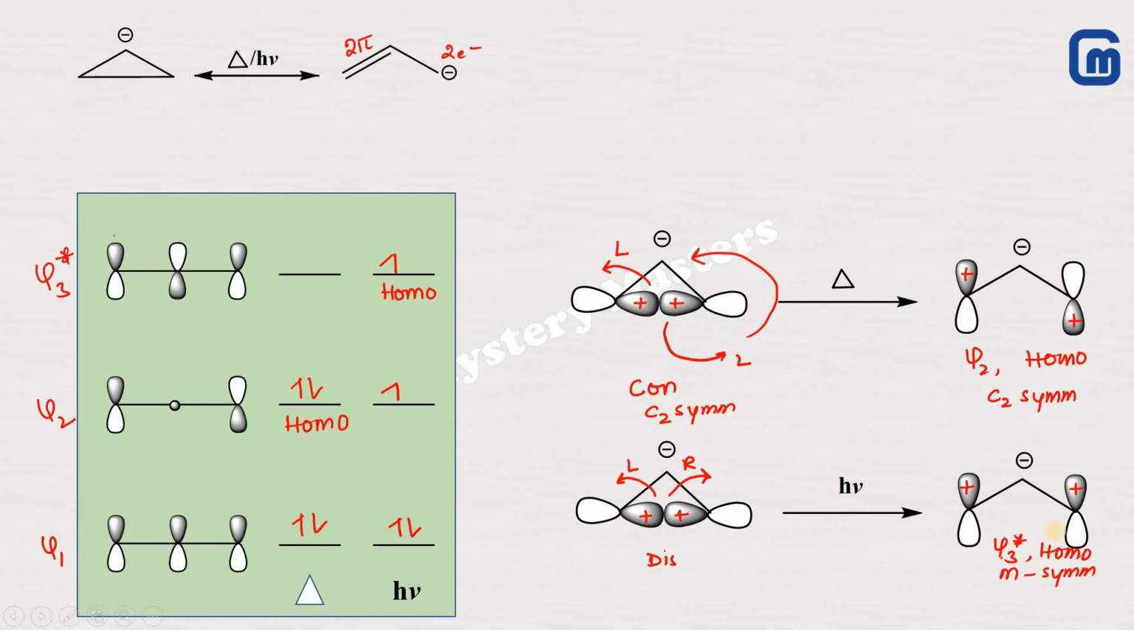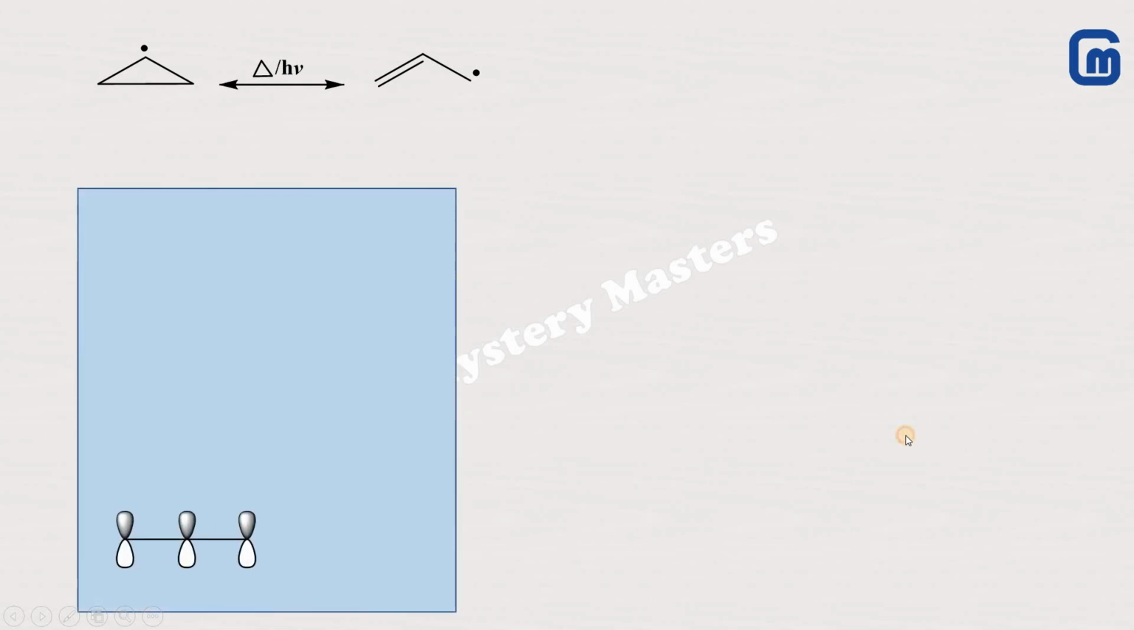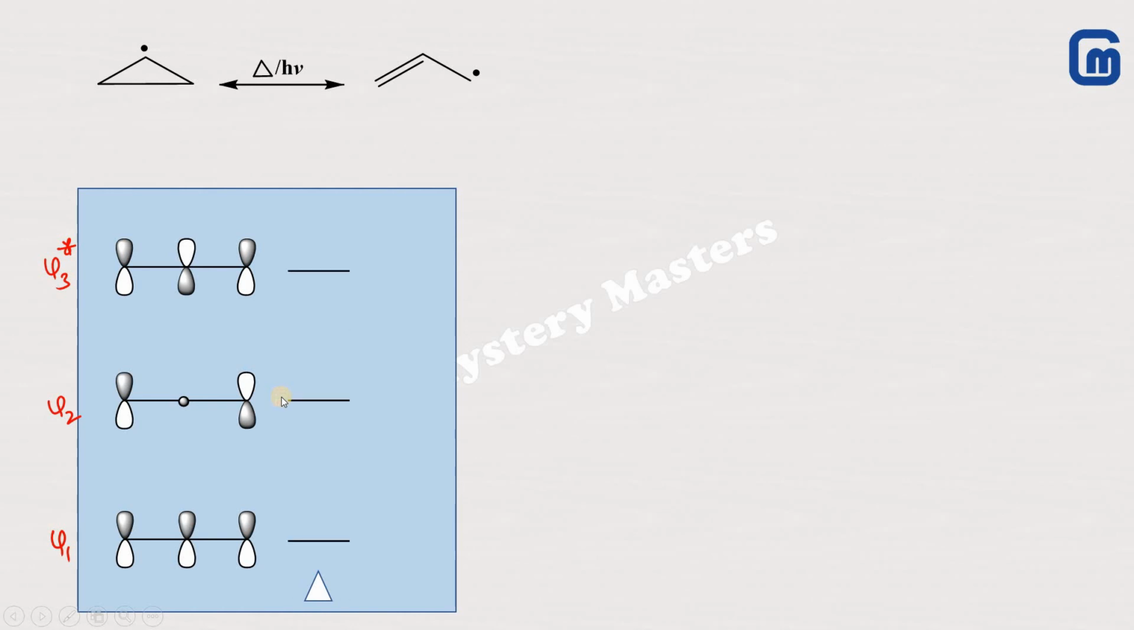Now the third type of example which we have is the ring opening of a cyclic radical into an allyl radical. Likewise, as in the case of the allyl anion, the same concept is followed in the case of the allyl radical also. Here again there will be three molecular orbitals: psi 1 bonding orbital, psi 2 non-bonding orbital, and psi 3 anti-bonding orbital. Again we will take the thermal condition first. If you talk about the total electrons, 2 pi plus 1 electron is here, overall 3 electrons, which will be filled like this.